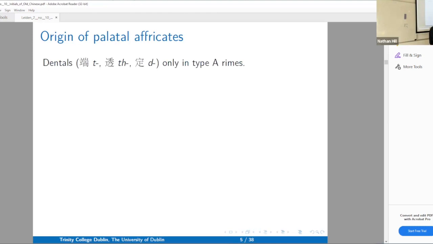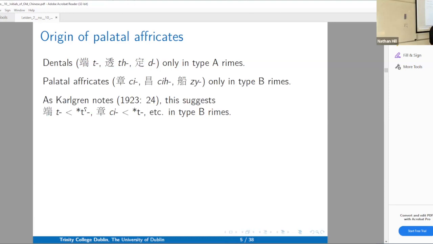All right, and then the origin of the palatal affricates. We've actually been through this one before from the perspective of Xiexun series, but now it's the same thing from the perspective of internal reconstruction. Dentals, proper dentals, only occur in type A syllables, and the palatal affricates only occur in type B syllables. So why don't we just say that the palatal affricates come from dentals? We did this before based on the fact that Xiexun series mixed them, but you can just do it from complementary distribution inside Middle Chinese without looking at Xiexun series.